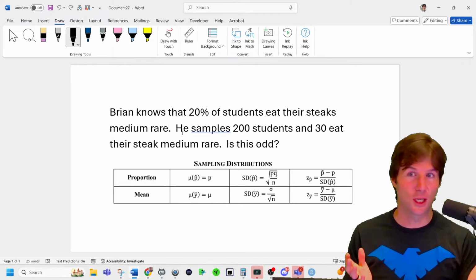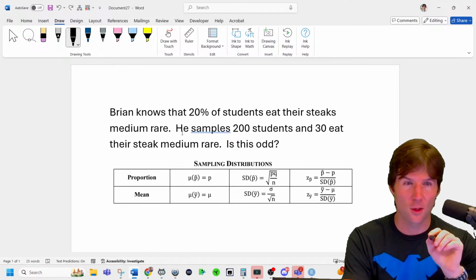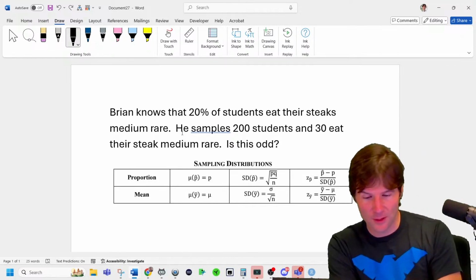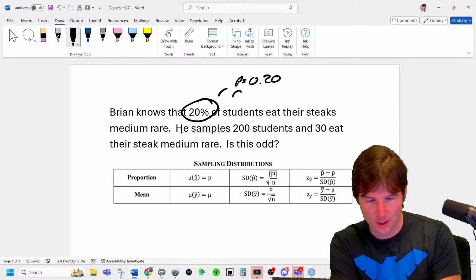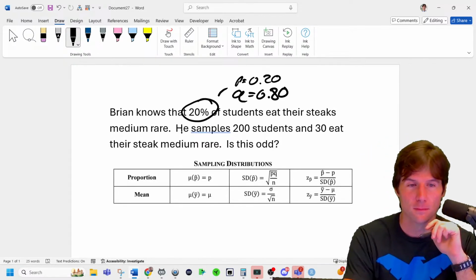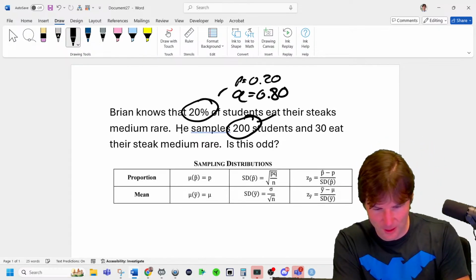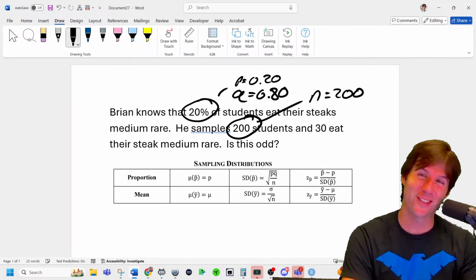So start telling me the notation. Candido, go in a little more detail. Rav, good job right there. Rav has P equals 0.20, Q equals 0.80. Good. You are correct, Candido. Great job right there. That is N. Yeah, I knew you knew it. I just wanted you to say N.